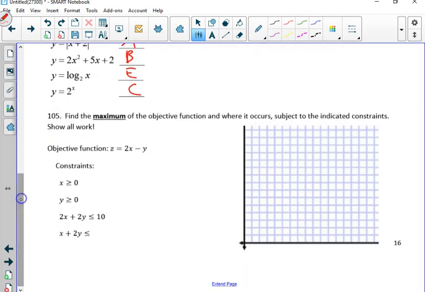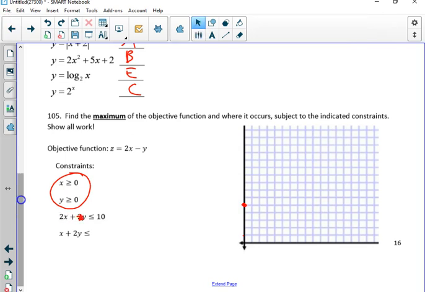And last but not least, last problem. We've already graphed this part because that's quadrant 1, which we have going over there. 2x plus 2y equals 10. If you use the cover-up method, y, 10 divided by 2 is 5. 1, 2, 3, 4, 5. And if you do the cover-up method, x is also 5. 1, 2, 3, 4, 5. Always, always, always use a straight edge.